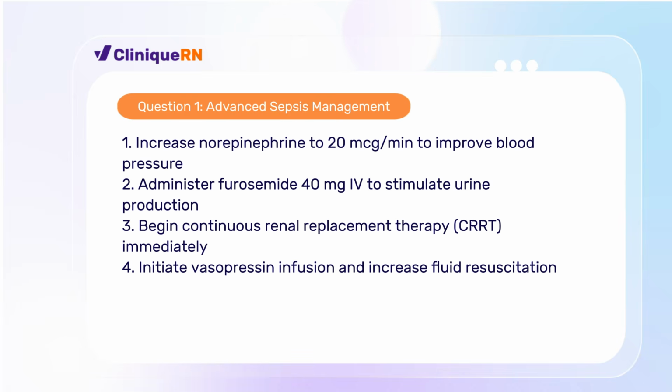1. Increase norepinephrine to 20 micrograms per minute to improve blood pressure. 2. Administer furosemide 40 milligrams intravenous to stimulate urine production. 3. Begin continuous renal replacement therapy, CRRT, immediately. 4. Initiate vasopressin infusion and increase fluid resuscitation.